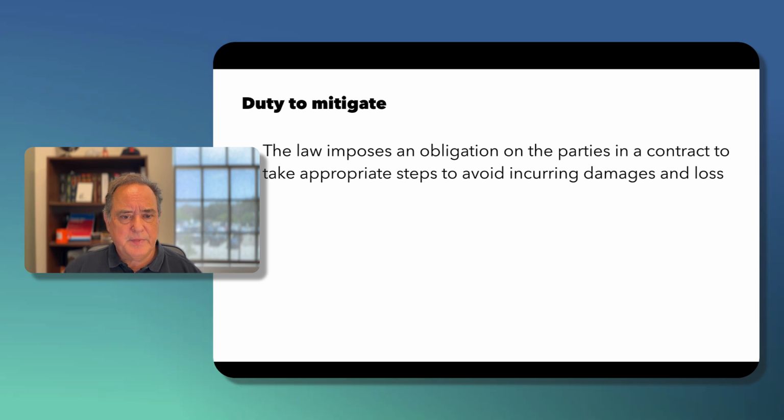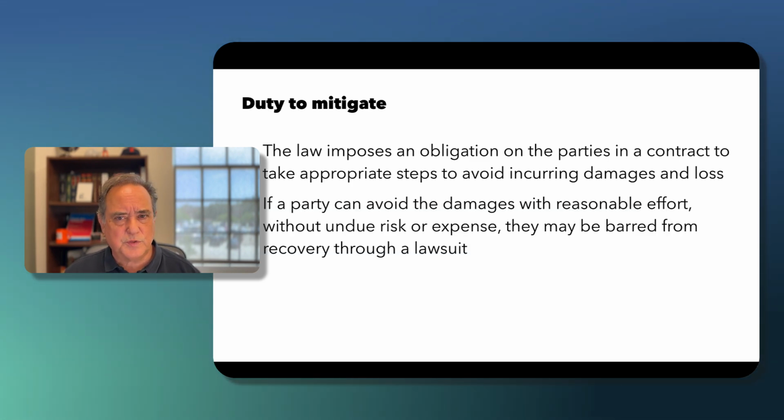And what this duty means is that when parties are in a contract and one of the parties breaches the contract, the non-breaching party must do everything in its power to avoid incurring damages and loss. And if a party can avoid damages with reasonable effort and without undue risk or expense, then they may be barred from recovery through a lawsuit.